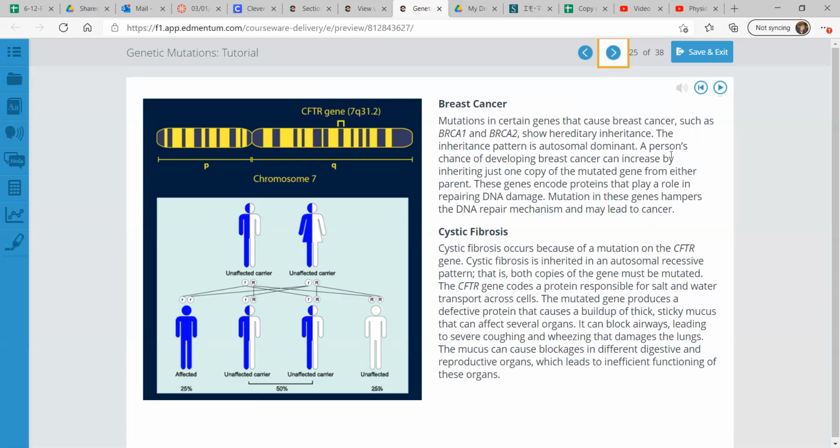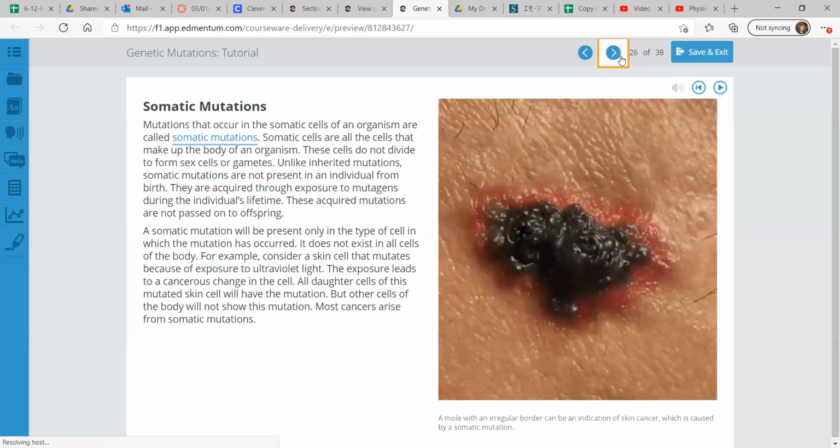The mutated gene produces a defective protein that causes a buildup of thick, sticky mucus that can affect several organs. It can block airways, leading to severe coughing and wheezing that damages the lungs. The mucus can cause blockages in different digestive and reproductive organs, which leads to inefficient functioning of these organs.